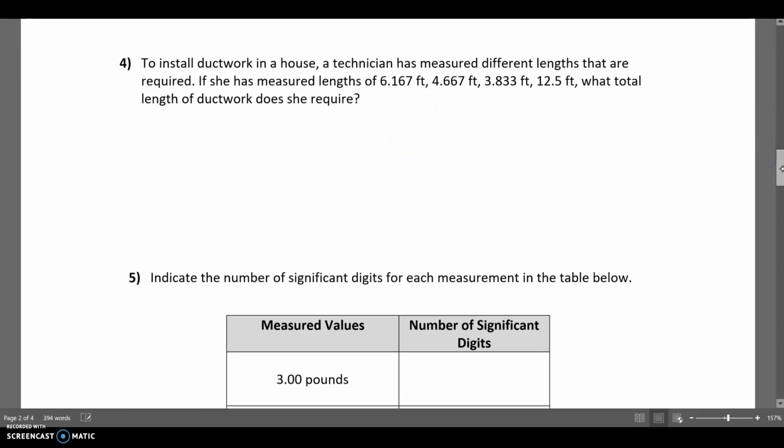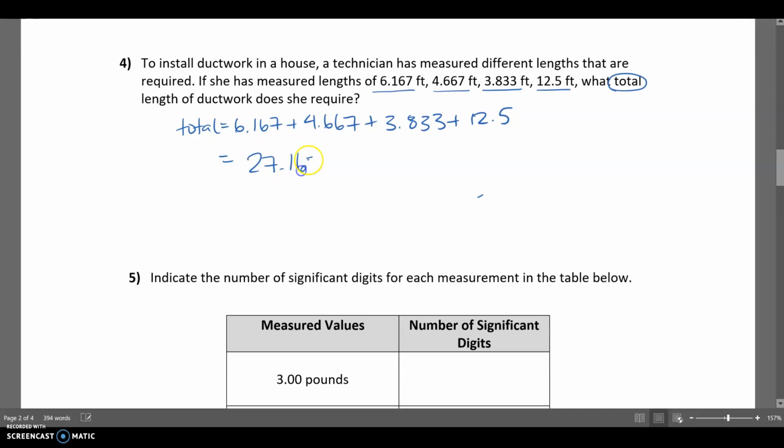To install ductwork in a house, a technician has measured different lengths that are required. The measured lengths are 6.167 feet, 4.667 feet, 3.833 feet, and 12.5 feet. I'd like to know the total amount of ductwork required, so I need to add these values. You could do it by hand, or you can use your calculator. Once you add them up, you get a total of 27.167 feet. However, we need to pay attention.